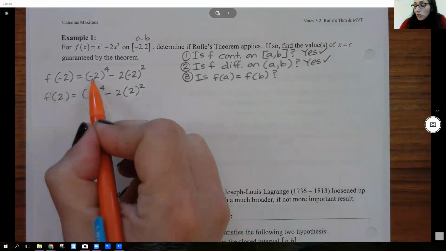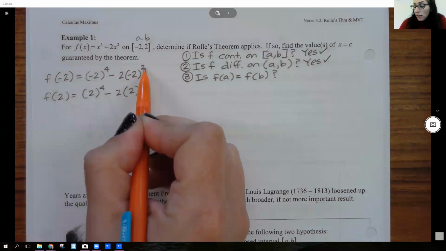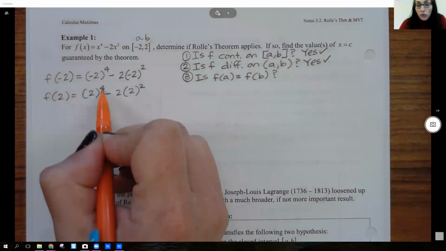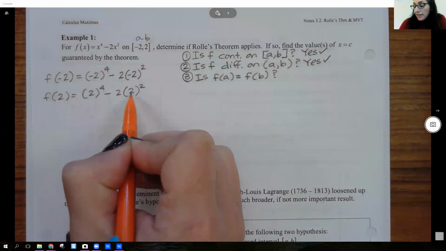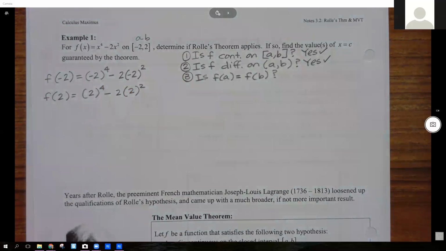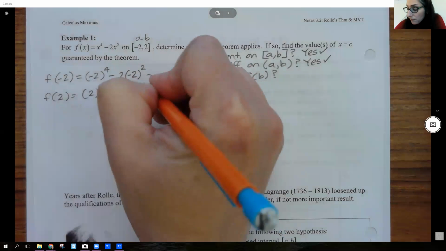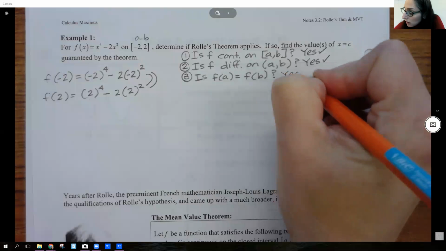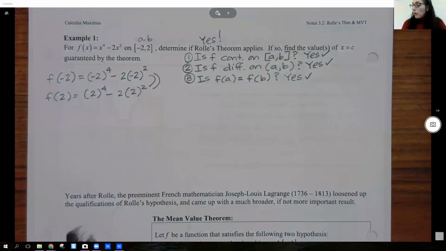So you got a negative number to the 4th power and then another negative number to the 2nd power. Is that going to be equal to a positive number to the 4th power minus some multiplication here, but that same positive number to the 2nd power? Will they be equal to each other? Yes, they will. Whatever this is, they are going to be equal to each other. Okay, so yes, Rolle's theorem applies. So if so, find the values of x equals c that is guaranteed by the theorem.